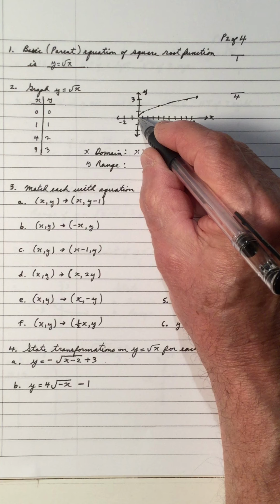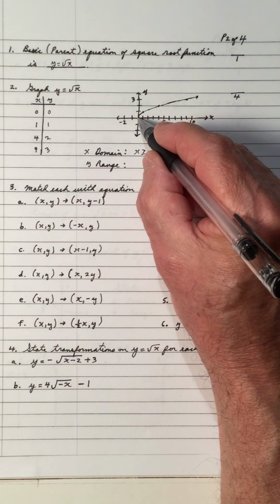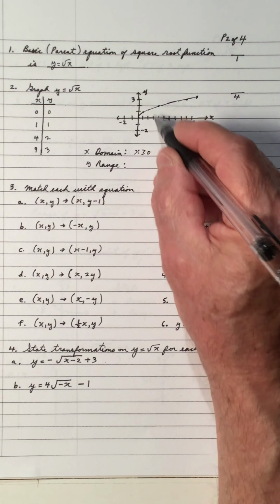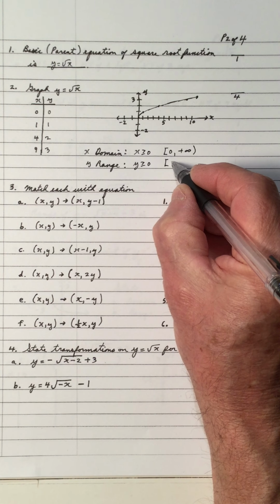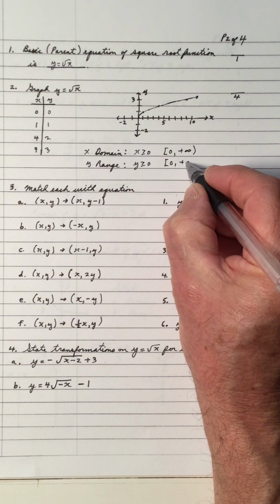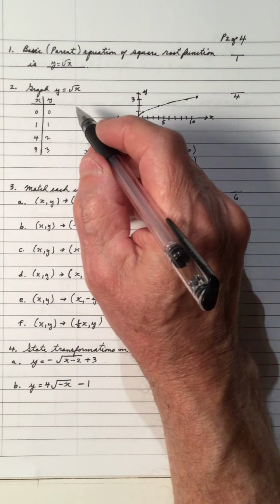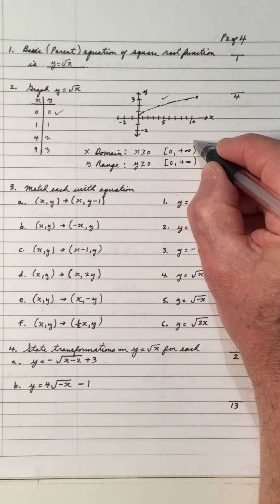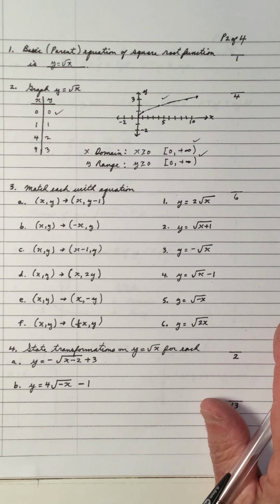The values of y start at 0. You can see in the table of values they are getting bigger, or you can look at the graph, where the values of y start at 0 and go up. So y is greater than or equal to 0. It's the same notation for domain and range. So 1 for the table, 1 for the graph, 1 for the domain, and 1 for the range. Give yourself 4 marks.